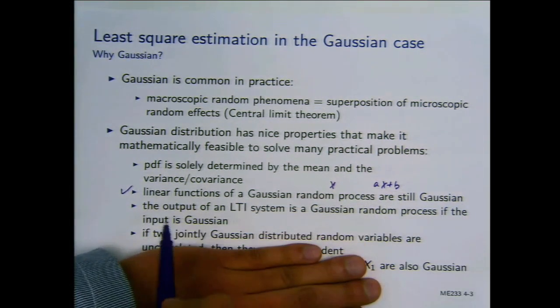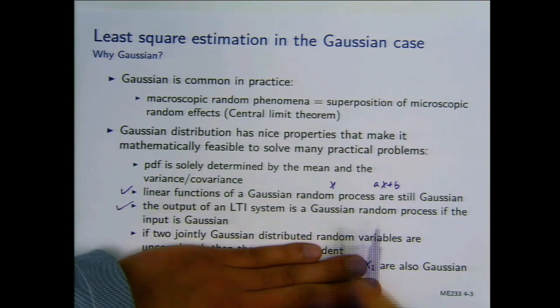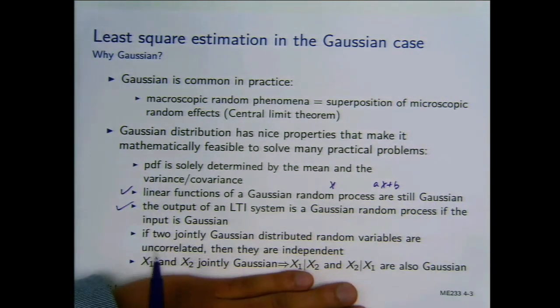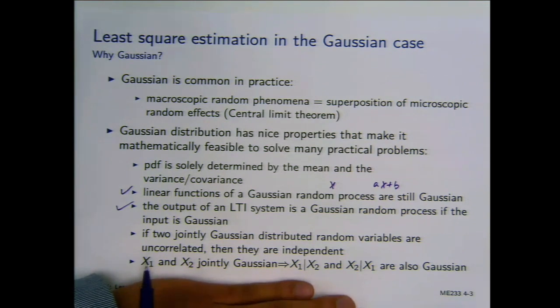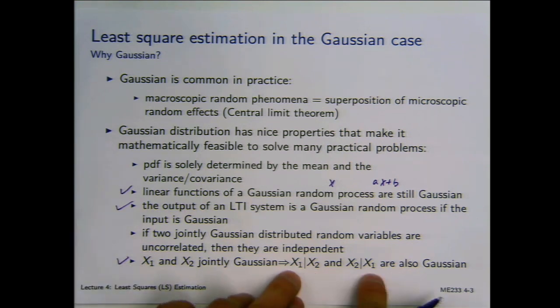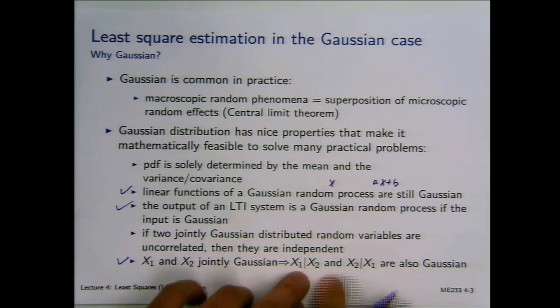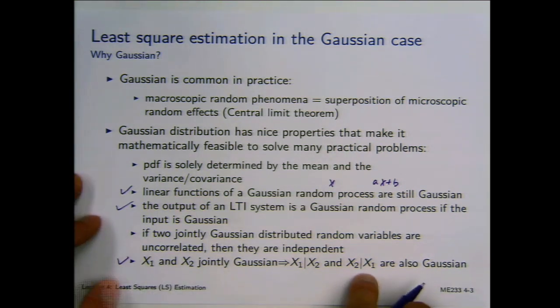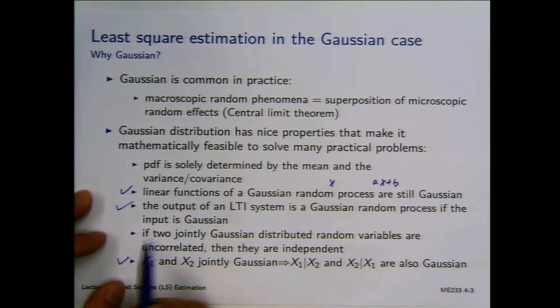Now, I have mentioned this. The output of an LTI system is Gaussian if the input is Gaussian. Okay? If x1 and x2 are jointly Gaussian, then the conditional distributions are Gaussian. This is the result we derived with the mathematical evaluation of the PDF two lectures ahead. Okay? Lastly is this one.